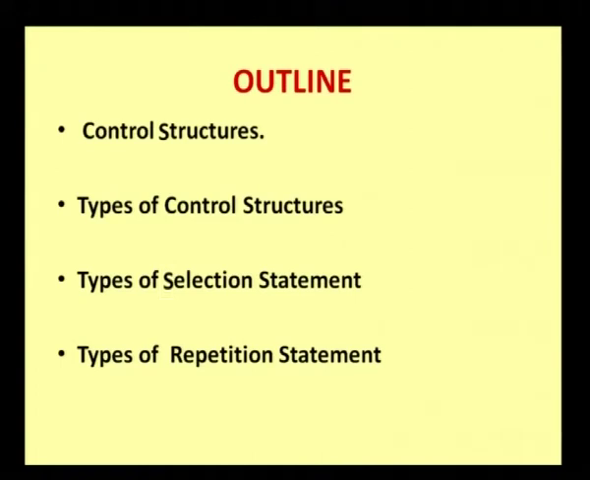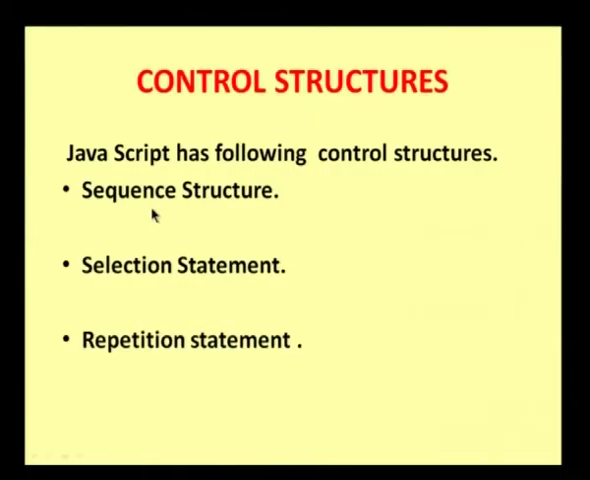of repetition statement. The last session we were discussing about how to write the JavaScript program, its syntax, and how to code using script. So the difference between HTML and JavaScript. Today we are going to see the series of session on control structures. JavaScript has the following control structures like other programming languages like C. So first structure is sequence structure, next one is selection statement, and third one is repetition statement.